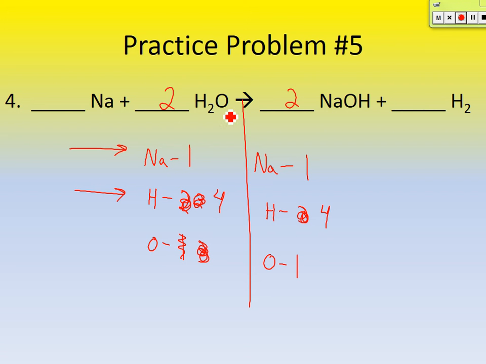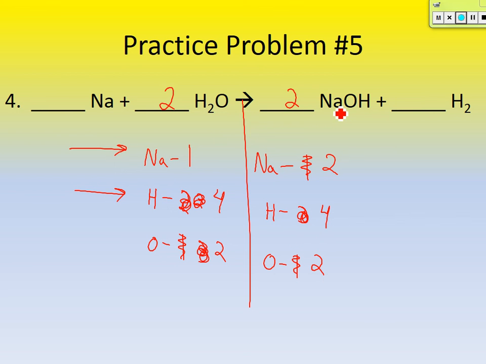2 times 1 is 2. Okay, now we got to be careful on this side. How many sodiums do we have? Guys, help me out. How many sodiums? 2. 2 times 1 is 2. How many oxygens? 2 times 1 is 2.